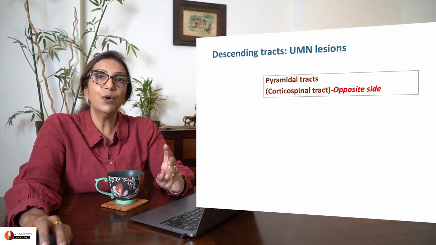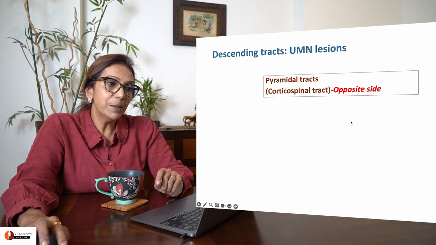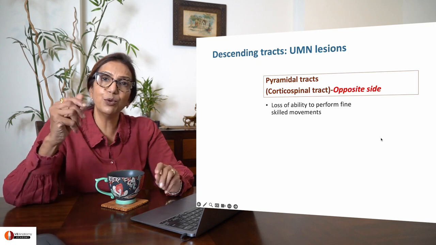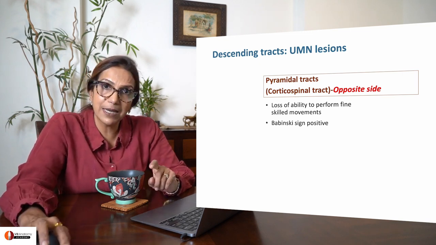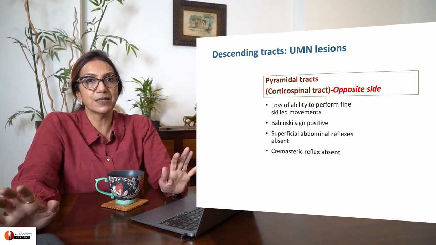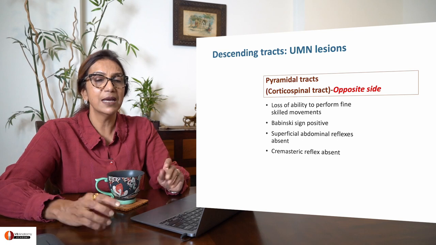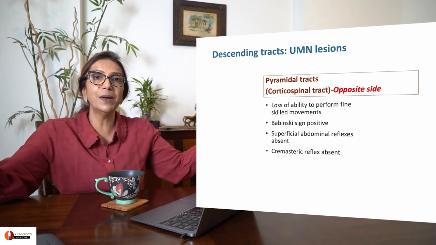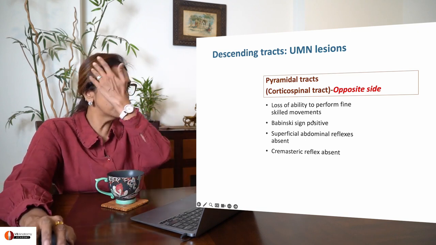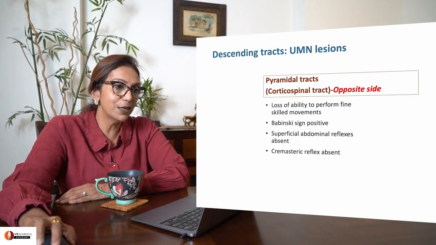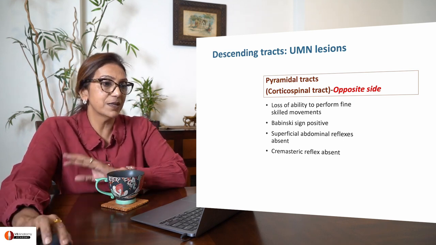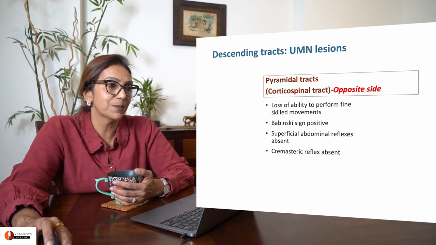However, so what symptoms will you see? Pyramidal tracts, corticospinal tract of the opposite side is affected. Loss of ability to perform fine skilled movements, Babinski sign positive, superficial abdominal reflexes absent and cremasteric reflexes absent. Usually I like to remember a few things and move forward with it instead of remembering too many and then forgetting all of them. Remember a few and move forward initially. Okay, so this is what you will see in the patient. Loss of ability to perform fine movements, Babinski sign positive, cremasteric reflex absent and superficial abdominal reflexes absent.